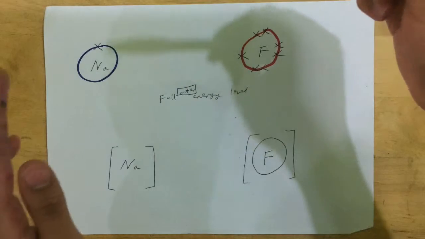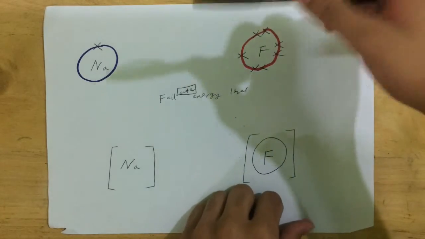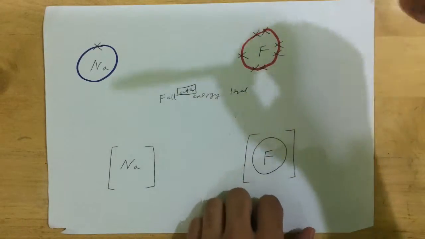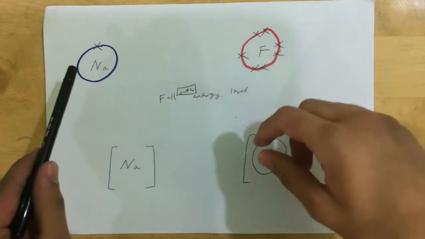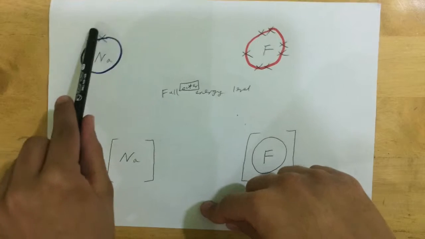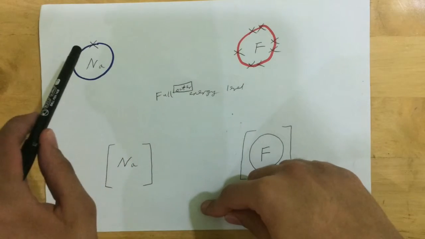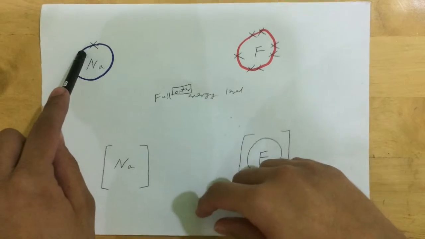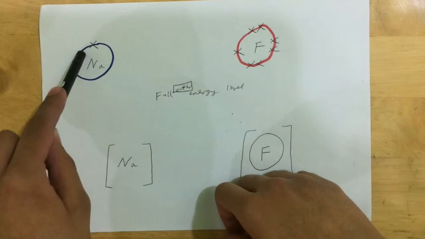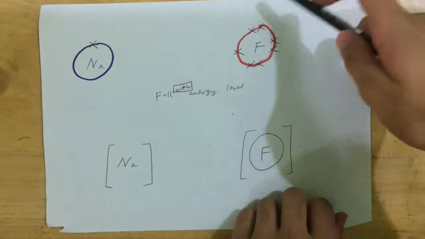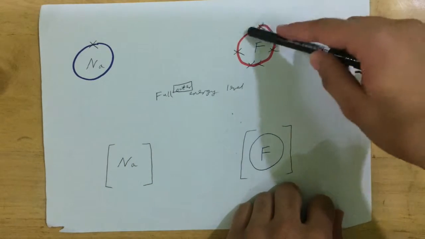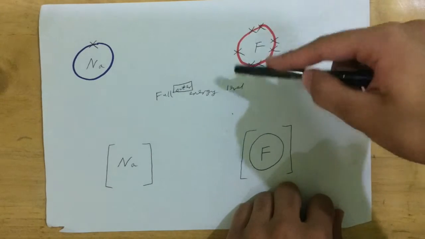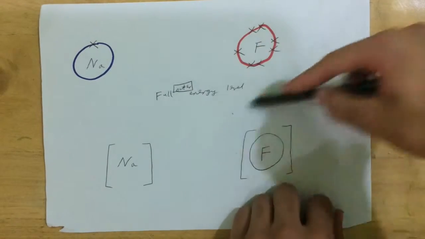So, like covalent bonding, these atoms need to get a full outer energy level because that makes them more stable. And because sodium is in group 1, it has 1 electron in the outer shell, and it needs to either gain 7 electrons or lose 1 electron to get the full outer shell. And for fluorine, it is in group 7, so it has 7 electrons in the outer shell. It needs to either gain 1 electron or lose 7 electrons to get a full outer energy level.